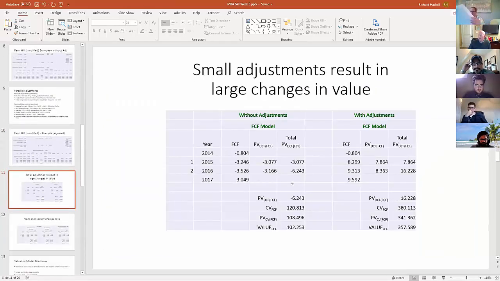But now look at what happens to our value change. So here, without the adjustments, we had a value on the exact same cash flows. Our free cash flow here is exactly what it was. We've got a value of 102.25. But we apply those adjustments. And remember, those adjustments were trivial adjustments.